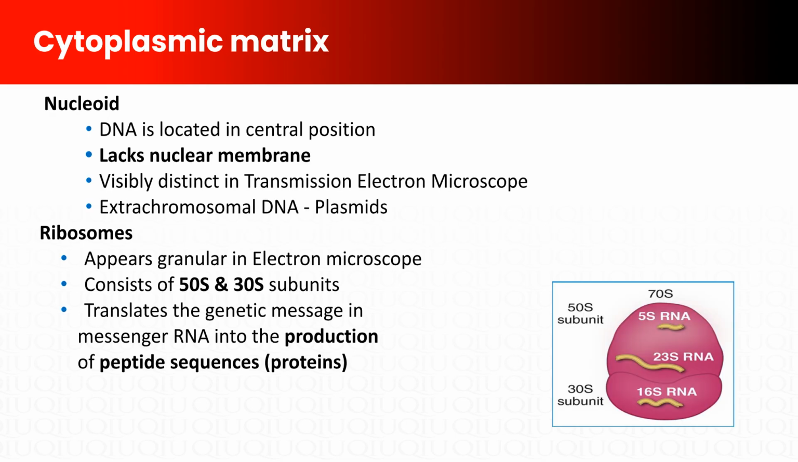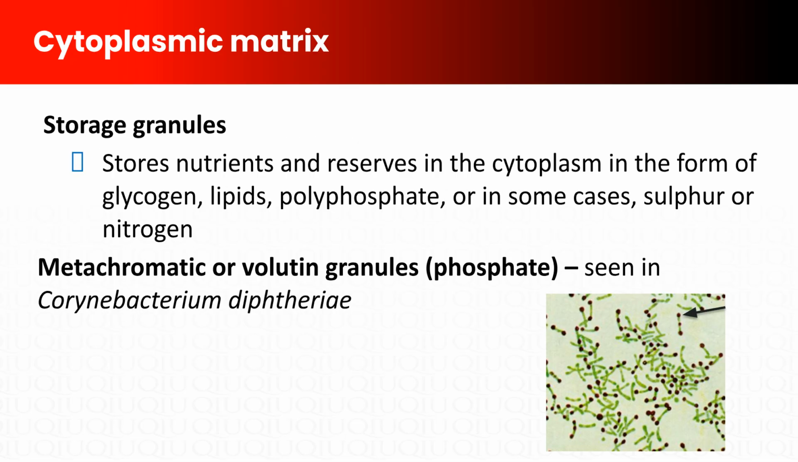The cytoplasmic matrix contains the nucleoid, where the DNA is centrally located and lacks a nuclear membrane. Extrachromosomal DNA is found in plasmids. Ribosomes, composed of 50S and 30S subunits, translate mRNA into protein sequences. The cytoplasmic matrix also contains storage granules, which reserve nutrients like glycogen, lipids, and polyphosphate. Metachromatic or volutin granules, which are phosphate reserves, are notably seen in Corynebacterium diphtheriae.